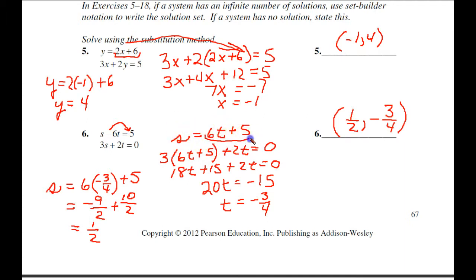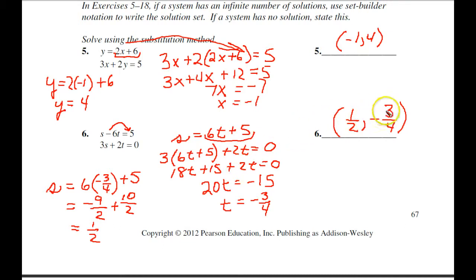Now I'm going to use this in my other equation for the s. So this was 3s, but now I'm using this value for the s. I'm substituting, getting rid of the parentheses, combining like terms. I get 20t, transpose the 15, get a negative 15, divide both sides by 20, and then simplify. I get t is a negative 3/4. Now there's quite a bit of chapter 1 in here for solving equations.